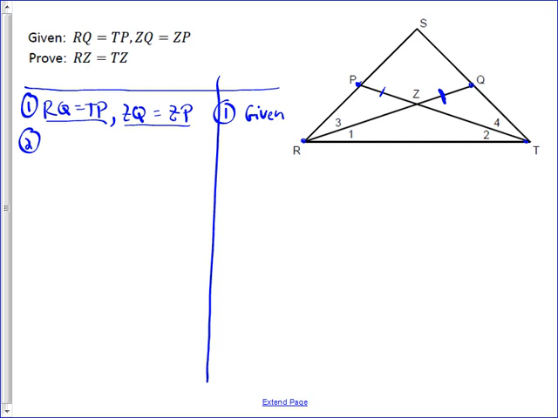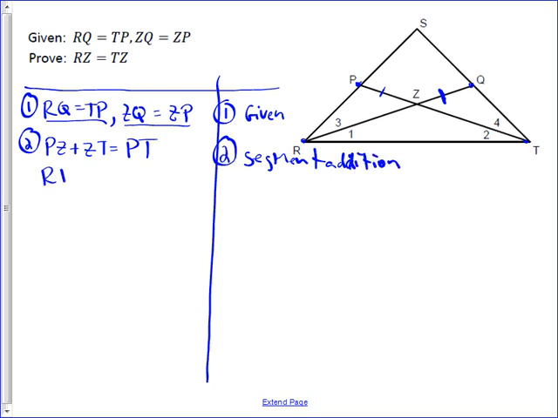So we could say PZ plus ZT equals PT. That is by segment addition. Now notice that means the length of PZ plus the length of ZT equals the length of PT, not the segments themselves. In this same step, we can do the other segment addition. We don't need to do two steps for this. We can just do RZ plus ZQ equals RQ. And so now we've got these two statements using segment addition that are going to be very valuable to us.